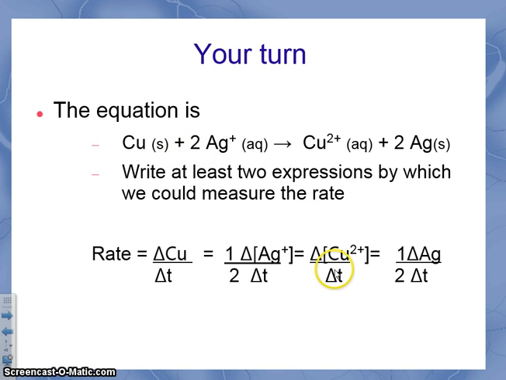And the rate of disappearance of the copper is equal to the rate of appearance of the copper ions, the blue, in the reaction. And it's also equal to 1/2 the rate of appearance of the silver metal.